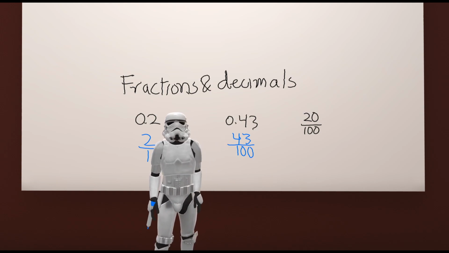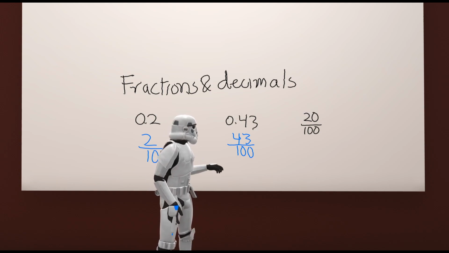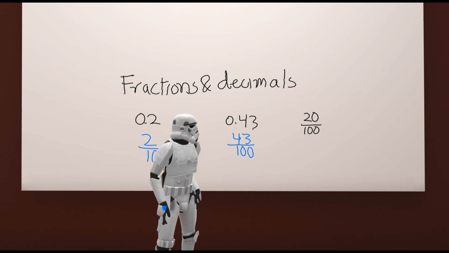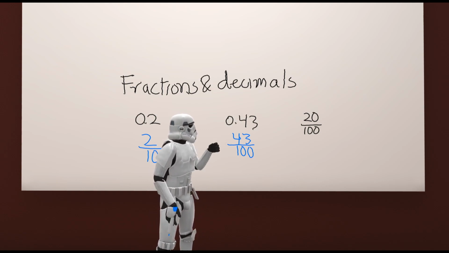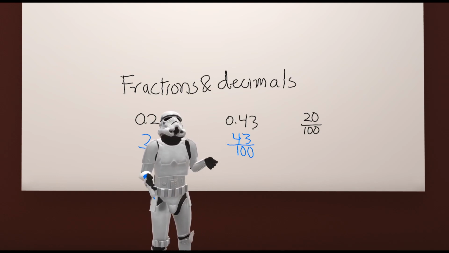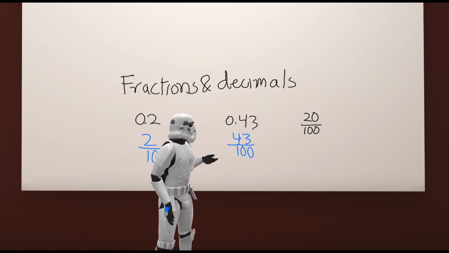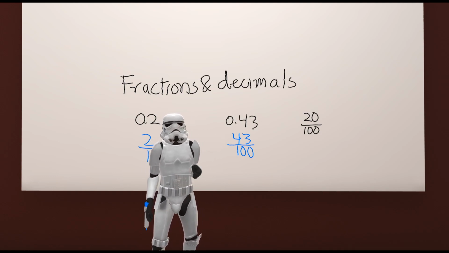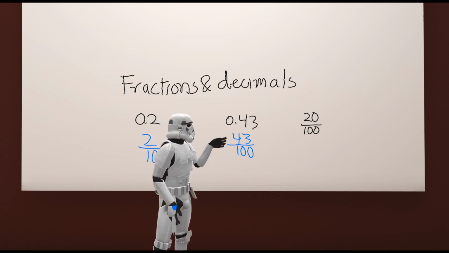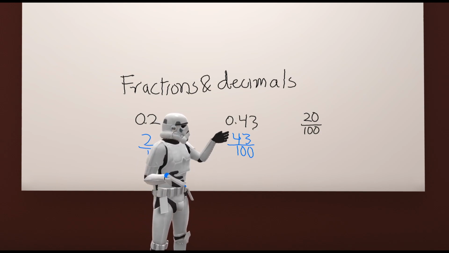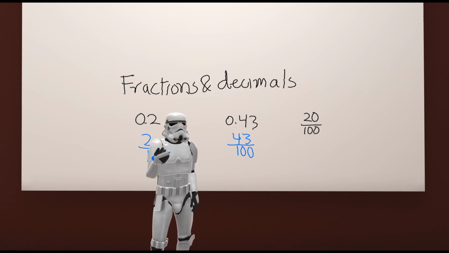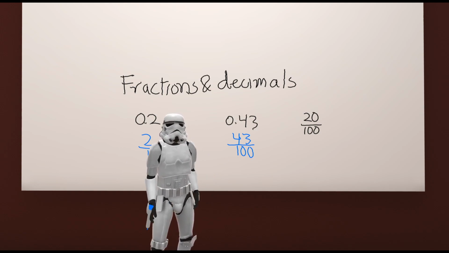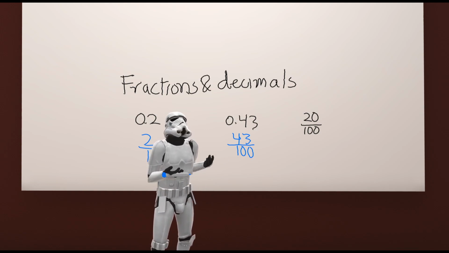To convert back the other way, however, is a little bit trickier, and it involves doing some division. Over here, we have 20 over 100. Now, this is a very large fraction in terms of what numbers it has. So what we're going to do is we're going to simplify it. Now, this is a trick you can use for the rest of the probability unit, and you can also use this trick in algebra.